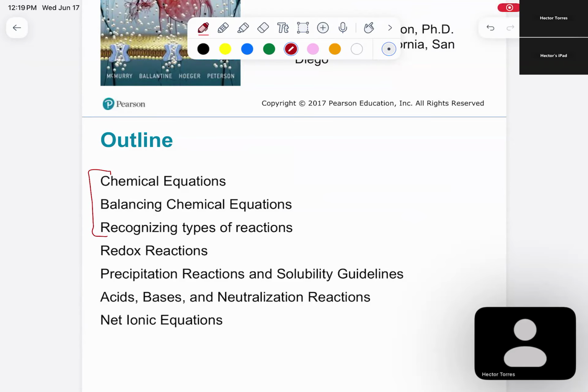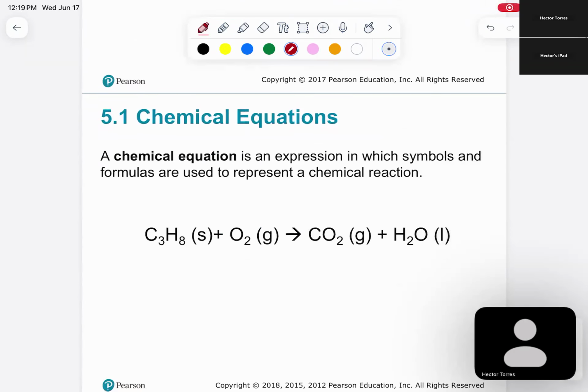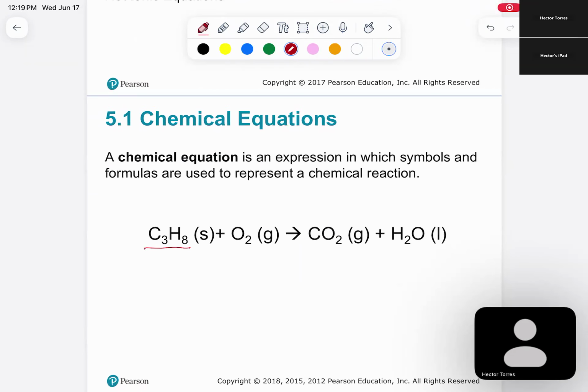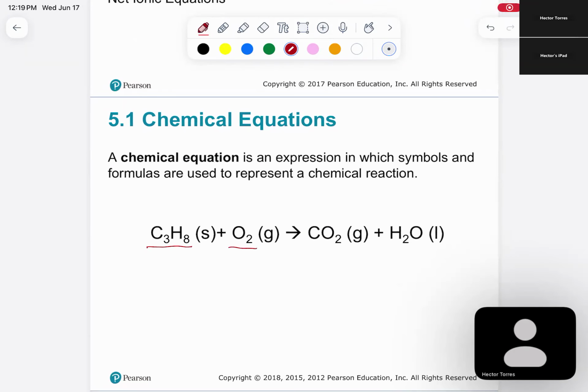Okay, so let's get started with chemical equations. This is an example of a chemical equation. It's an expression in which symbols and formulas are used to represent a chemical reaction. Basically what we're looking at here is one molecule, and then here I have a separate molecule. So we have this carbon-hydrogen molecule and then an oxygen molecule. And then we put this plus sign to say that we mix them together in a certain way. And when we do that, it becomes CO2 and H2O. So that's a chemical reaction. We add 2 things together and they make different products.